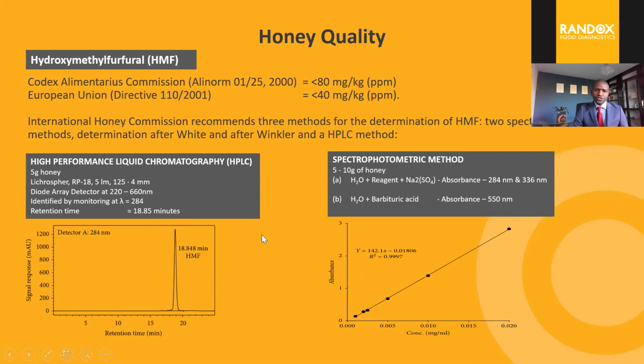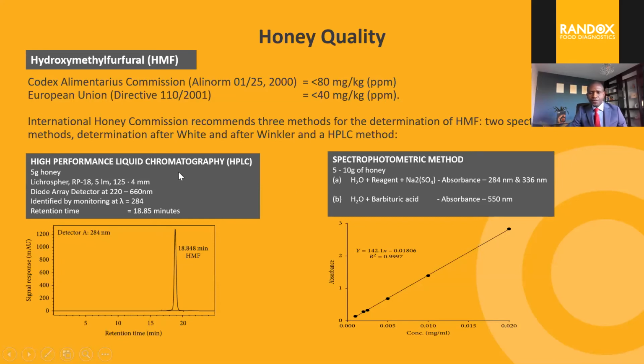And then hydroxymethylfurfural, the Codex Alimentarius, like I've said, as well as the European Union Directive, have specific maximum limits for that in honey. And the International Honey Commission also recommends 3 methods for the determination of HMF.